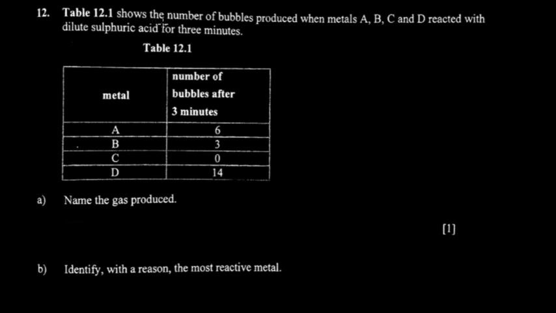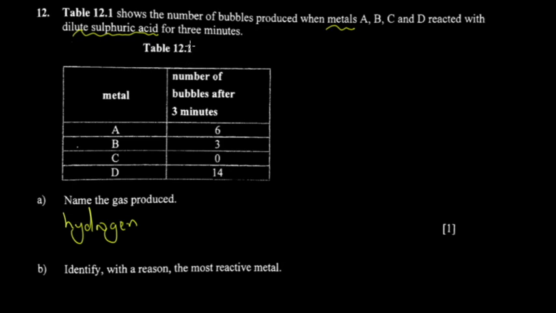So the table shows the number of bubbles produced when metals A, B, C, and D reacted with dilute sulfuric acid for 3 minutes. Okay, so we are dealing with the reaction between a metal and dilute sulfuric acid. These are the most important details in the question. Name the gas produced when a metal reacts with dilute sulfuric acid. The gas produced is hydrogen. Whenever you have a metal reacting with dilute sulfuric acid, hydrogen is produced.